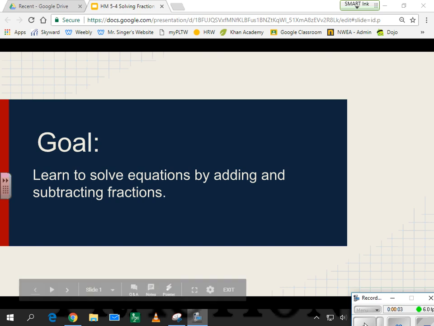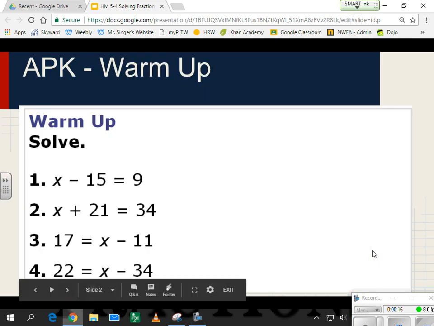Okay, let's end this first half with a bang and do well here before you take your quiz. Your goal is to learn to solve equations by adding and subtracting fractions. So here's our warm-up. We've done all these before earlier this year, so this should be review.